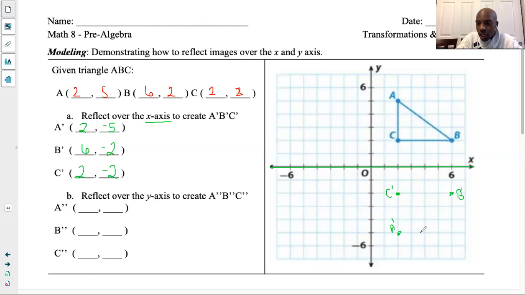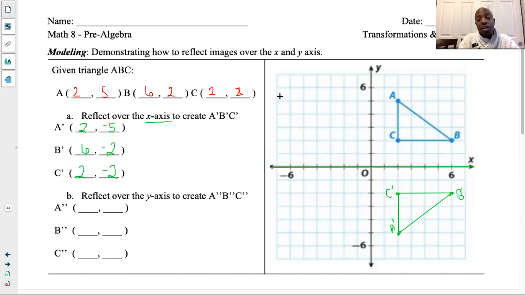And now you'll notice, look, I have the triangle that I wanted to create. Now that I have this triangle, of course, you can connect all the dots. Make it as pretty as you can get it. I'm using a tool, so mine's going to look nice. Yours, I hope you use a ruler if you can, or a straight edge of some sort. But that's A prime, B prime, and C prime, and that's the first one that we've done, reflecting it over the x-axis.